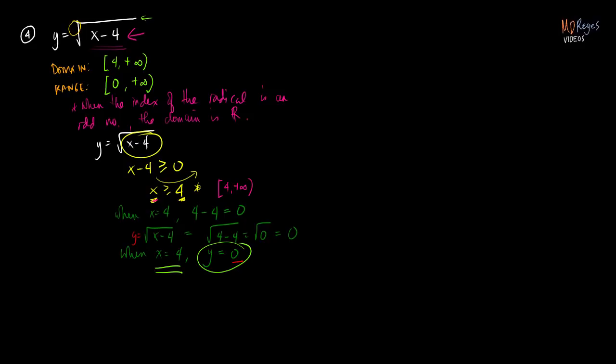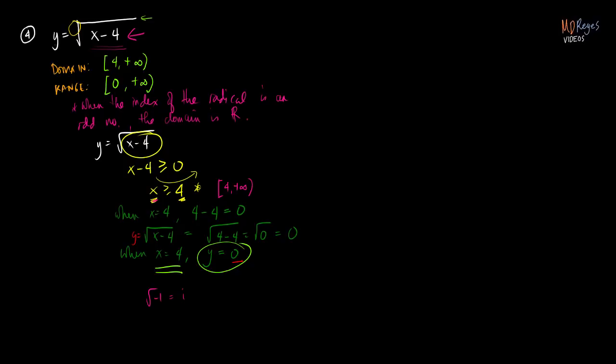I hope in this example you realize why y cannot be a negative number, because the square root of a negative number is a complex number, right? We know that the square root of negative 1 is denoted by i, which is a complex number. And then y must be a positive number because the index is an even number, because the square root or the fourth root or the sixth root of any positive number is also positive.